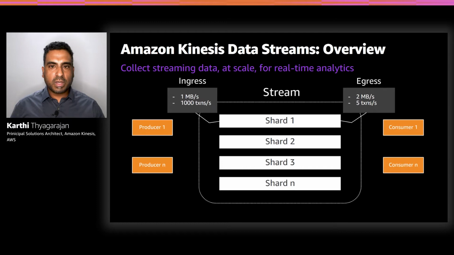Something to keep in mind when you're publishing data to a Kinesis data stream is that you have to specify a partition key. This partition key helps Kinesis data streams essentially bucket the incoming data into the available shards. So you want to make sure that you choose a partition key that results in a uniform data distribution across the available shards.